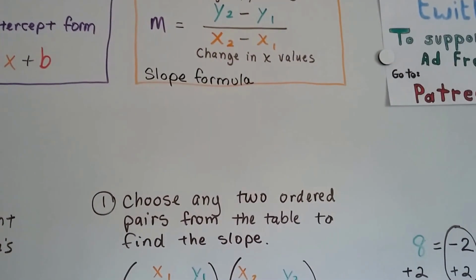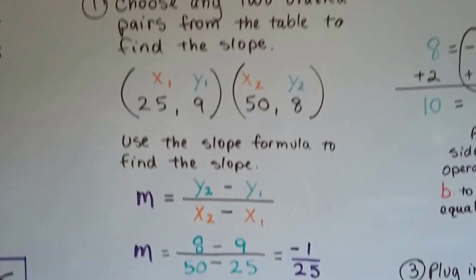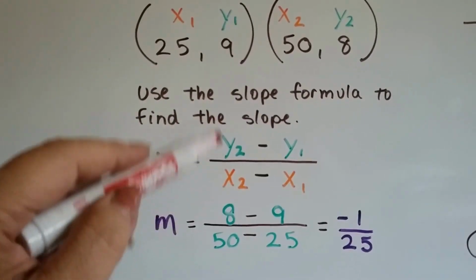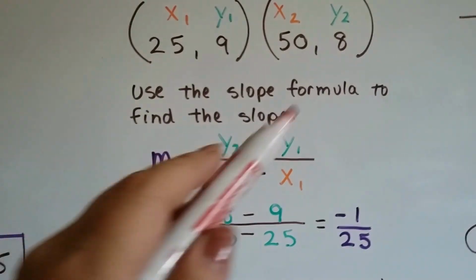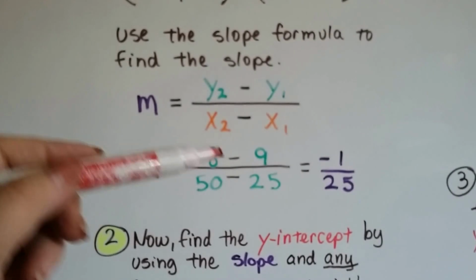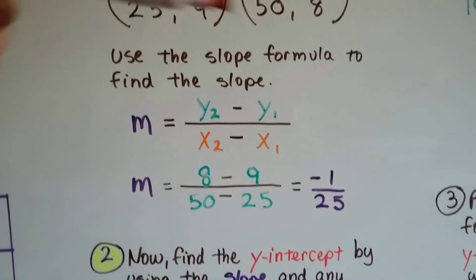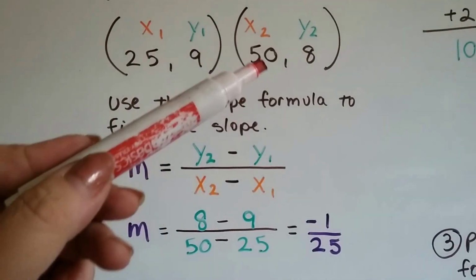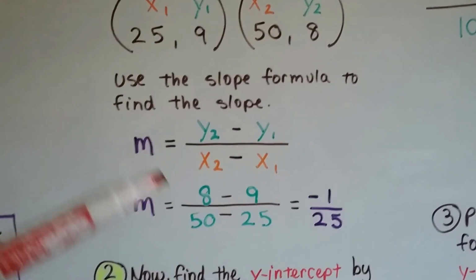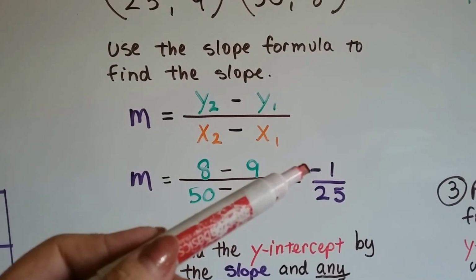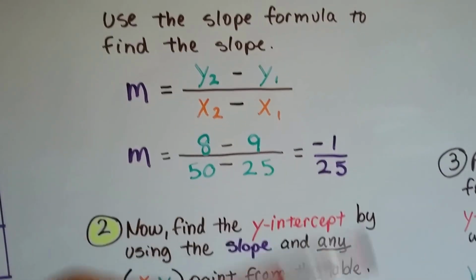It's right here. It's the change in y values over the change in x values. So because the y2 and the x2 are first, we're going to take 8 minus 9. Well, 8 minus 9 is going to give us a negative 1. Then we have x2 minus x1. So we've got 50 minus 25. 50 minus 25 is 25. And for our slope, we get negative 1/25.